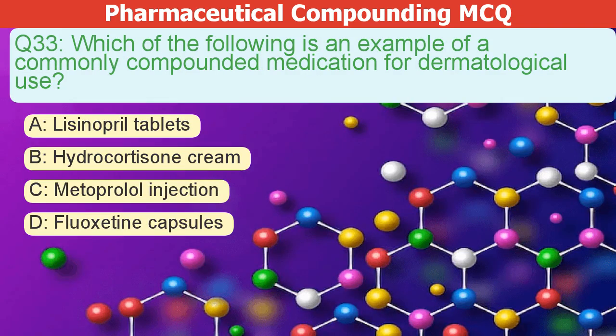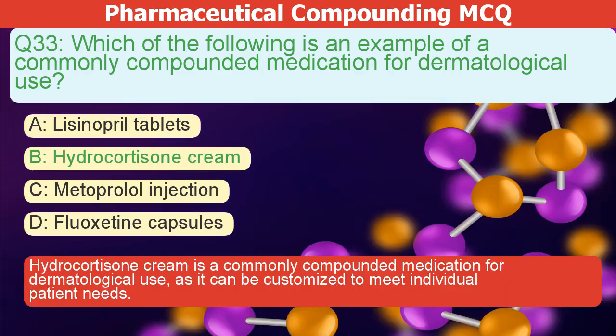Which of the following is an example of a commonly compounded medication for dermatological use? A. Lisinopril tablets. B. Hydrocortisone cream. C. Metoprolol injection. D. Fluoxetine capsules. The correct answer is B. Hydrocortisone cream is a commonly compounded medication for dermatological use, as it can be customized to meet individual patient needs.